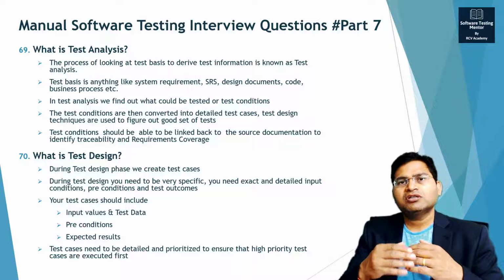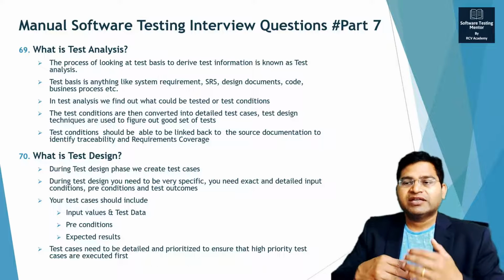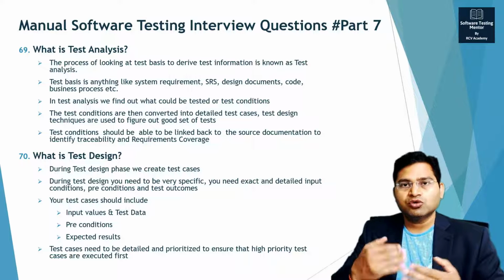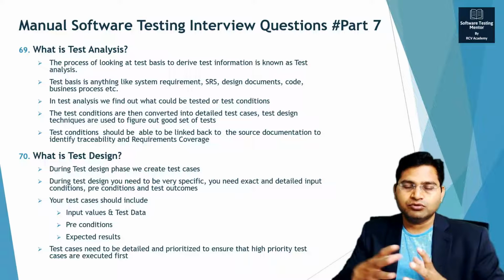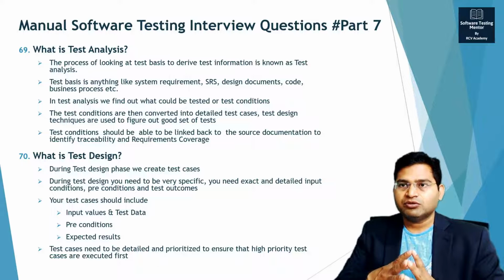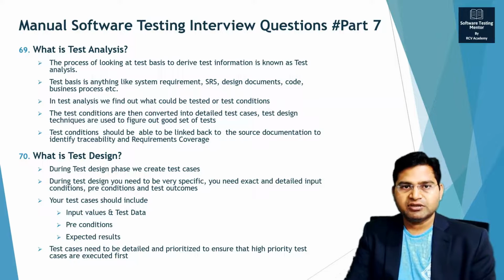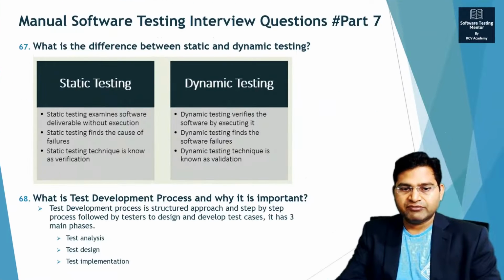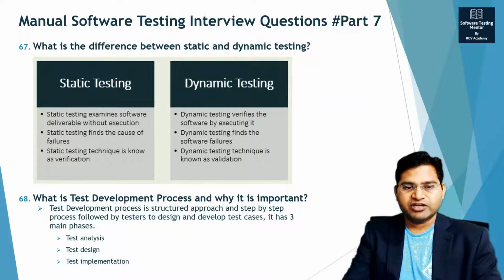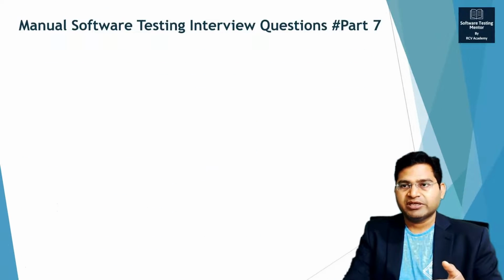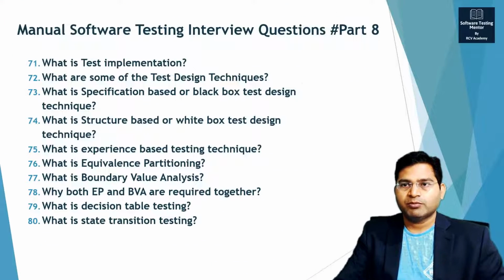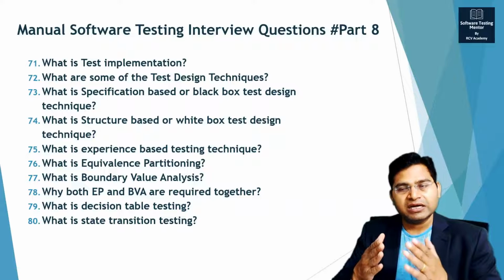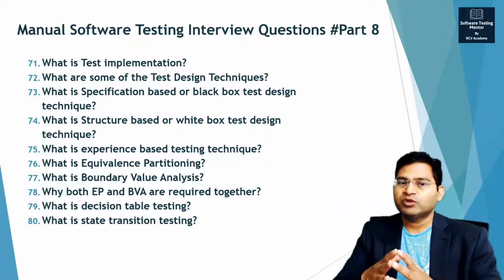So in test design, it's not just about documenting the test case, but also defining the priority of those test cases, how you are going to execute, what should be the priority of those as well. Okay. So that's all about part 7 of this manual testing interview questions series. In part 8, we have understood about analysis and design, which are 2 phases of the test development process. And in part 8, I'll cover the test implementation as well. Okay. So from part 8, we'll cover the test implementation and other 9 questions. So basically part 8 will again cover 10 important manual testing interview questions.